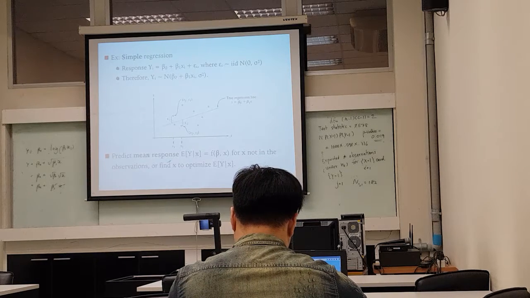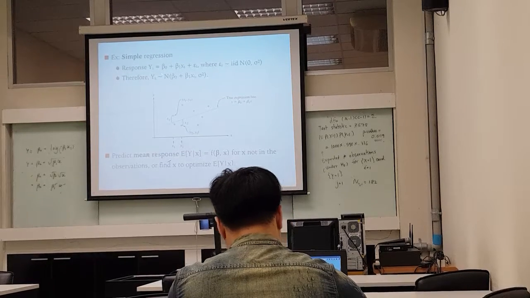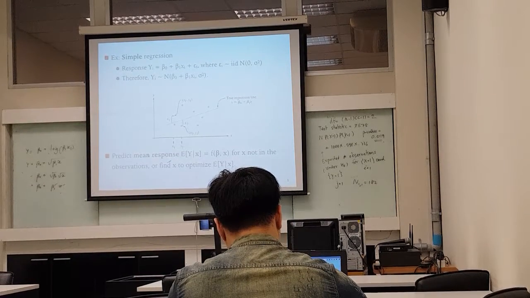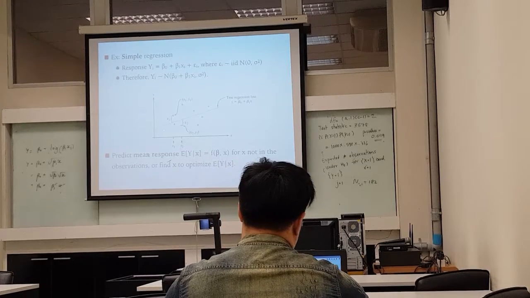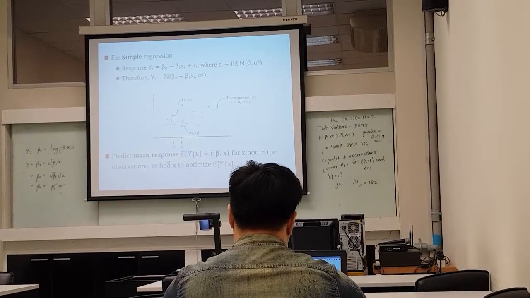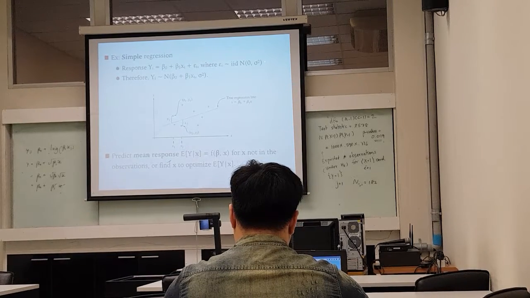In this case, suppose this is your data point. And this equation, beta 0 plus beta 1 x, is just this blue line. So it's called a regression line. And the difference between the data point and this regression line will be your error, epsilon.